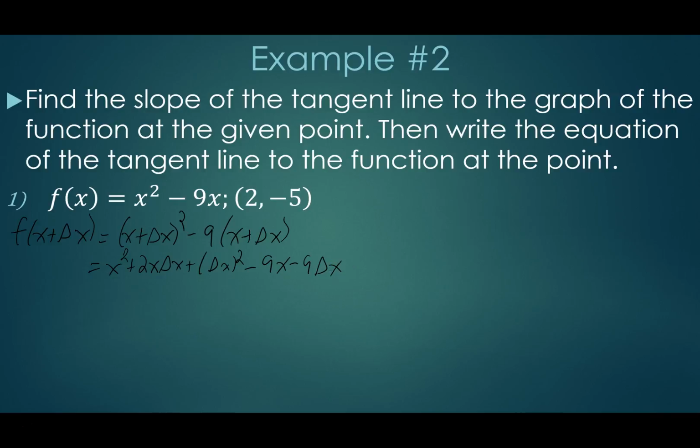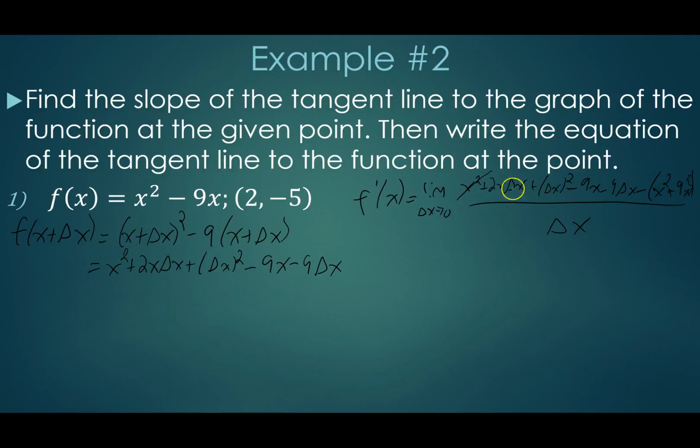So we're going to plug this into our limit. Our derivative is equal to the limit, as delta x approaches 0, of f of x plus delta x, so our x squared plus 2x delta x plus delta x squared minus 9x minus 9 delta x, and then minus the f of x, so x squared minus 9x, all over delta x. And again, if we distribute the negative here, we have a negative x squared and a positive 9x.